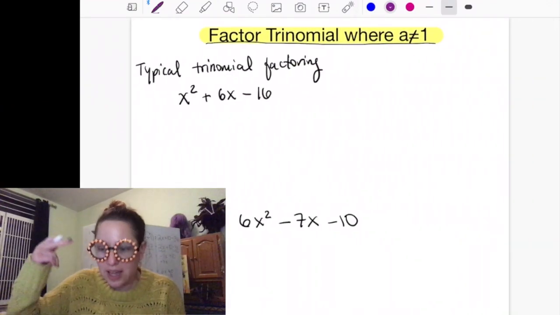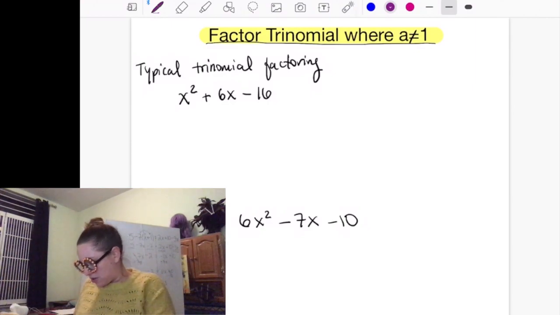Now we're going to take that concept to factor trinomials. I'm so sorry, guys. Okay.